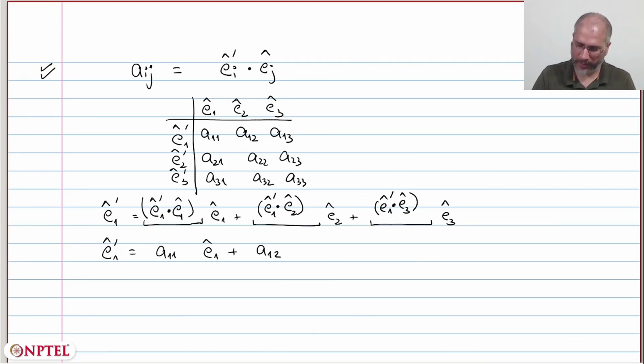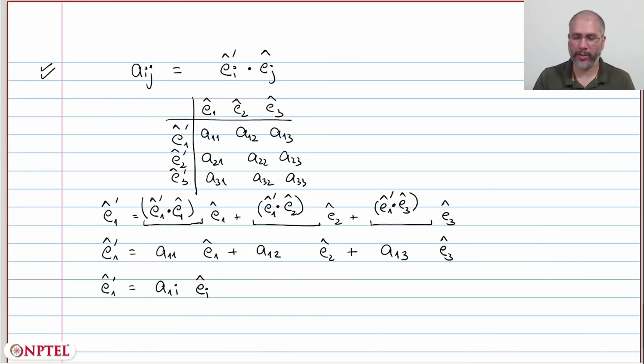Remember, the first index of A is the prime coordinate system and the second is the base coordinate system, and then e1 prime dotted with e3 becomes a13 and we have an e3 hat. So I can write this in the indicial notation as a1i ei hat. So that's the power of the indicial notation.